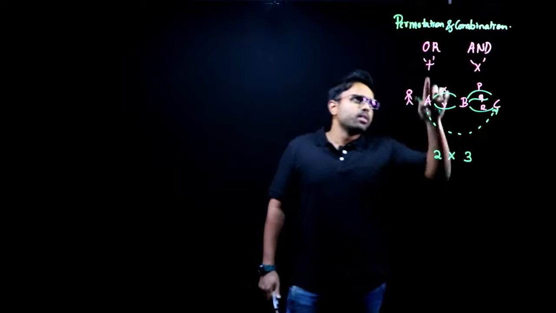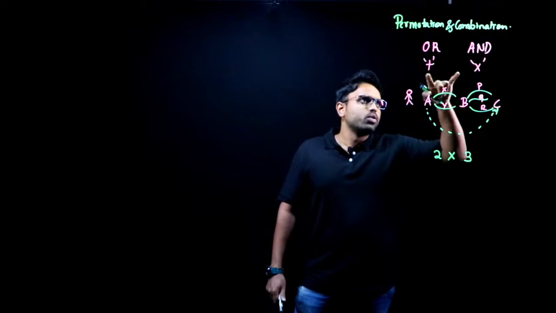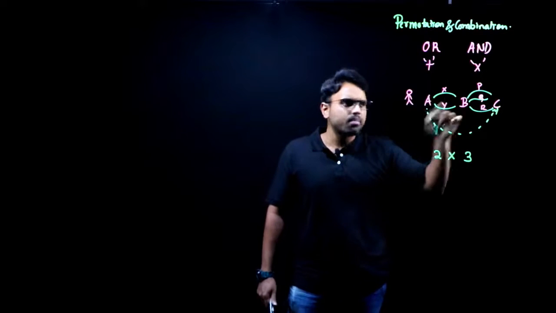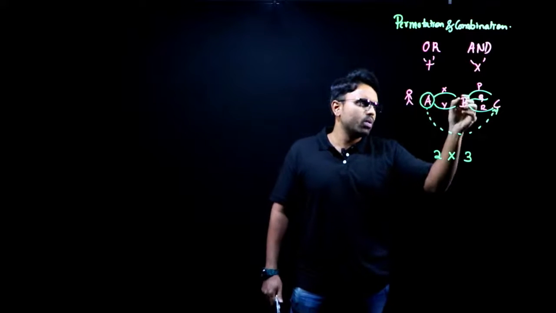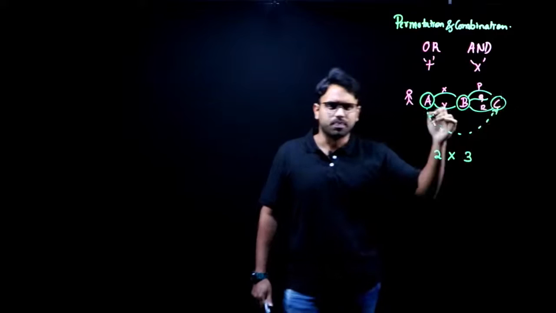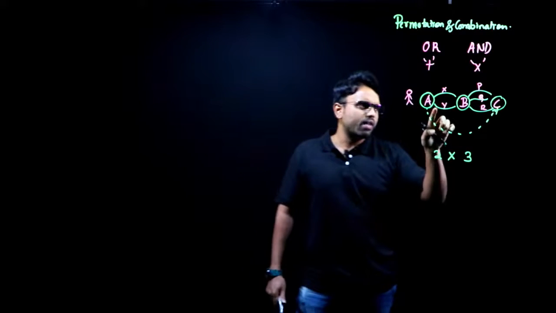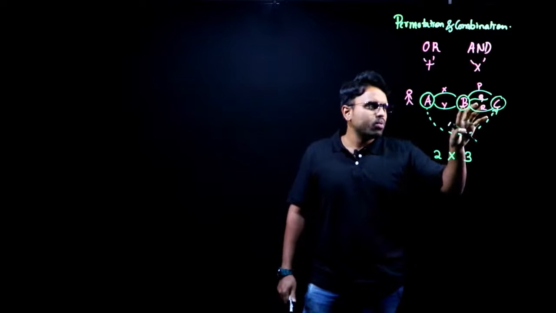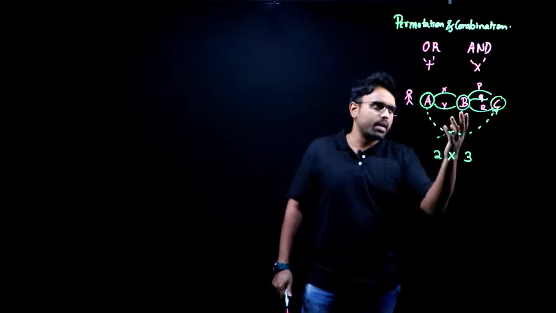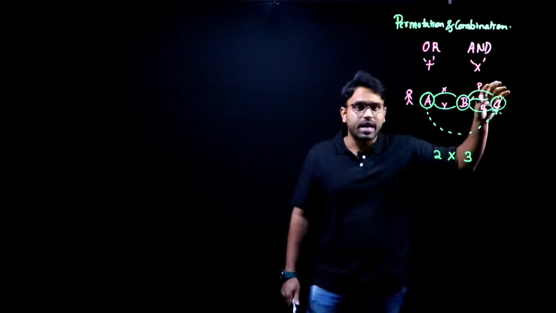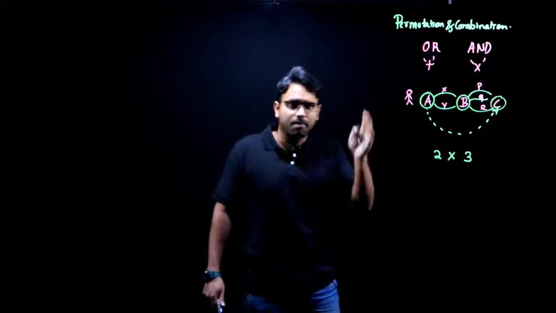Well, AND and OR, two pillars. To understand them better, I took three villages: A, B and C. There were two routes to travel from A to B and three routes to travel from B to C. I named them X and Y while traveling from A to B, and from B to C, I named them P, Q and R.